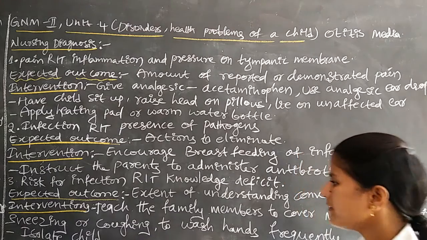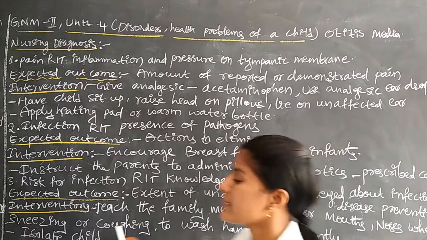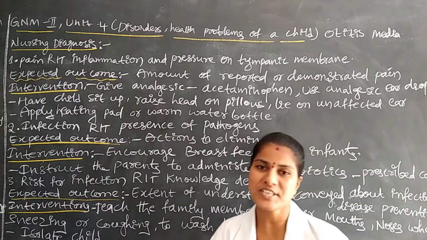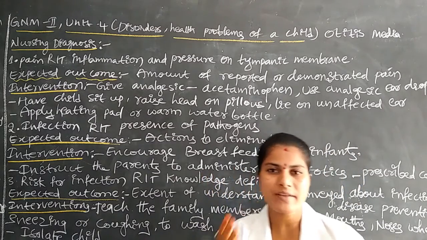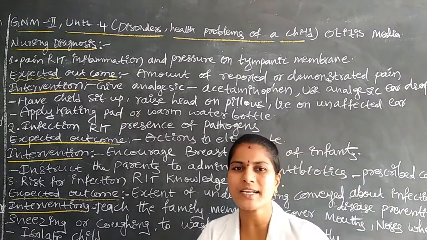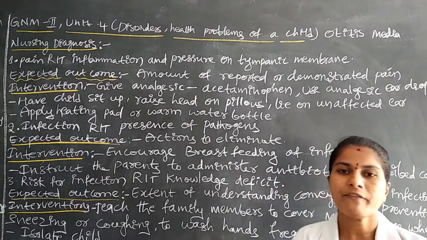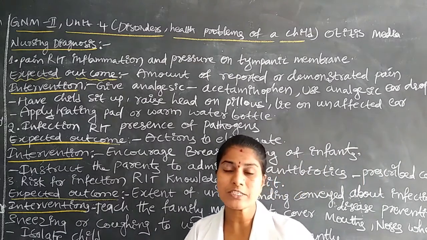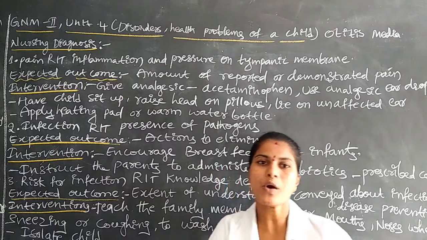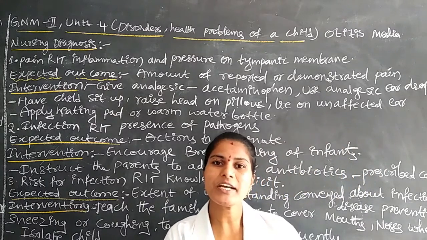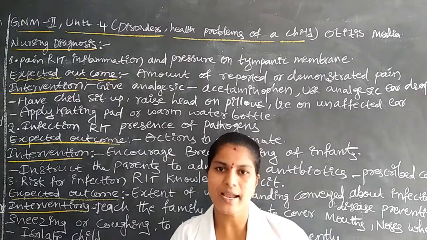Next one is the isolation of the sick child. In this, we have to isolate the sick child. If the child has an infection, it will be easily spread from one child to another child. For reducing the risk and the spread of infection, we have to isolate the child. By isolation we control the infection.